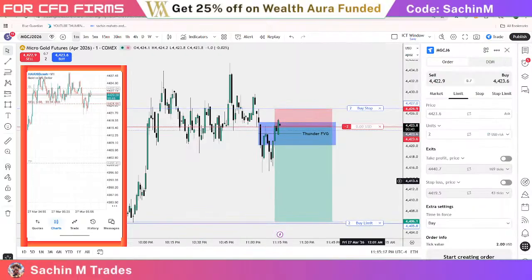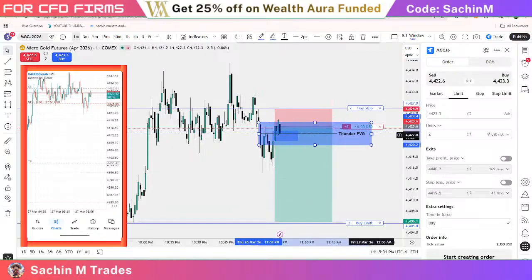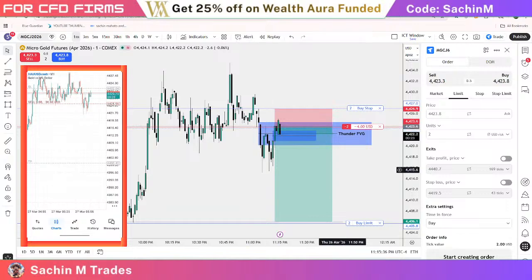This is a minor stop loss. This is a Thunder FVG for the long, and this is a Thunder FVG for the short. Let's see which one is respected. I think the long one will be respected, but let's see. The stop loss on both the trades is very minor. It is 0.5%, and here it is not even 0.5%.